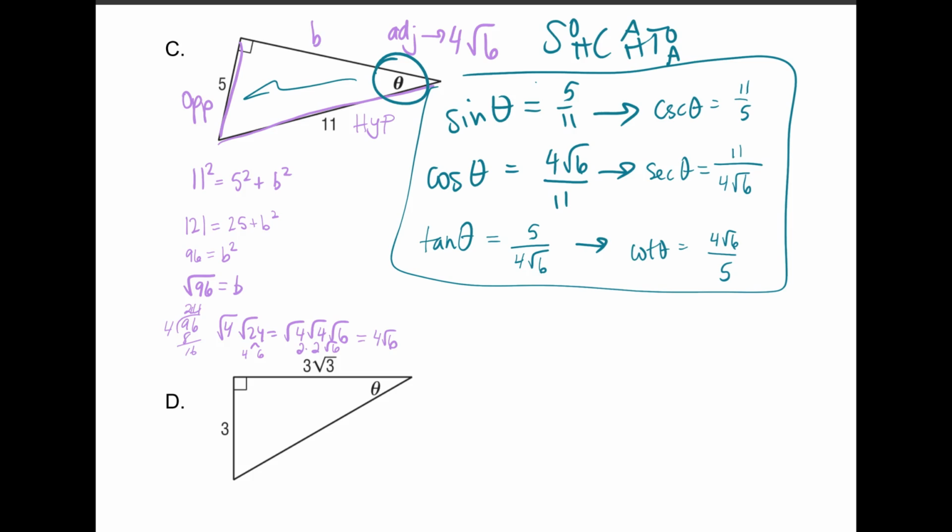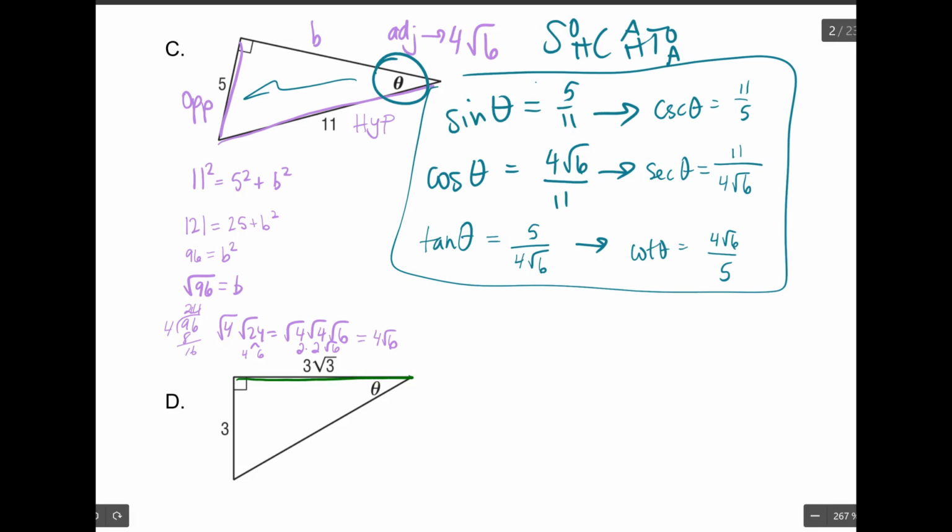Cosecant, secant, cotangent. And so all of these three are the reciprocal functions. So that's why when I took sine's value of 5/11, the reciprocal of it will be cosecant. The reciprocal of cosine is secant. The reciprocal of tangent is cotangent. So that's why once I figured out sine, cosine, and tangent, I could do the other three. Cool. All right, last one. Let's try D.